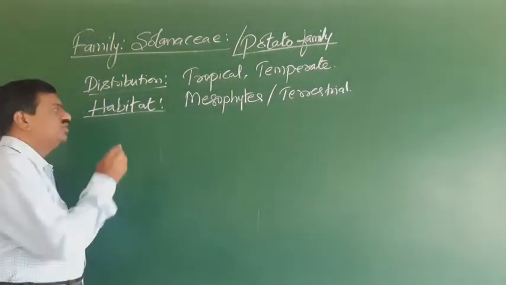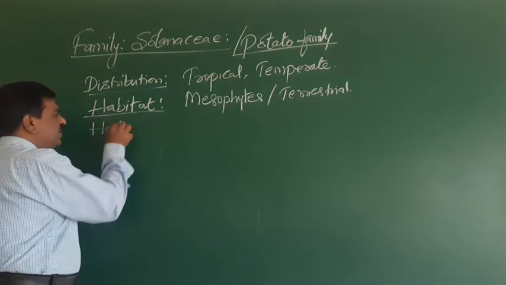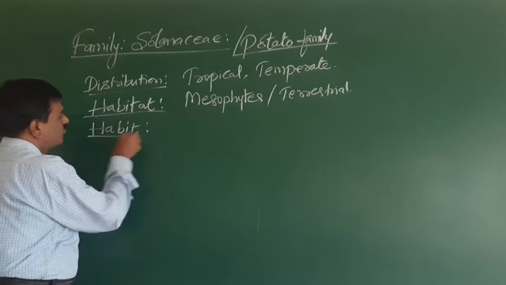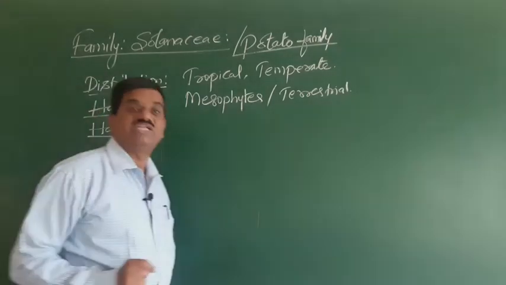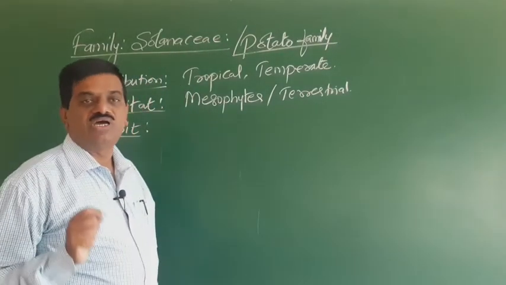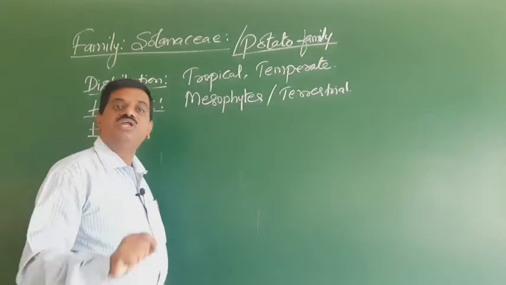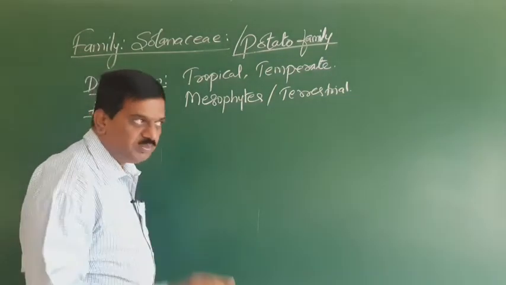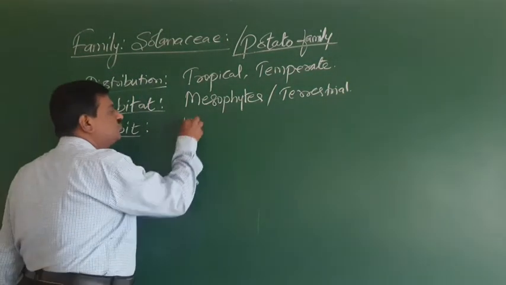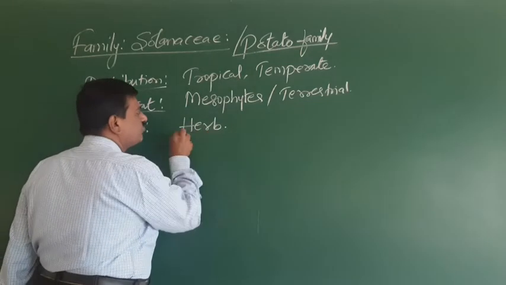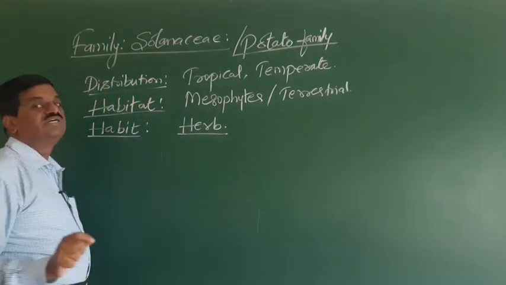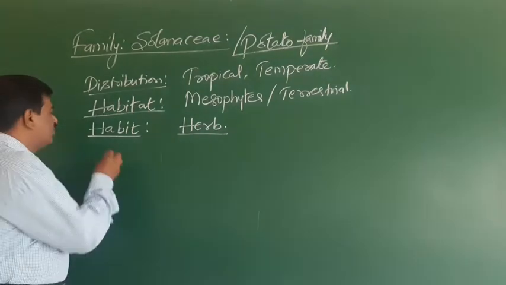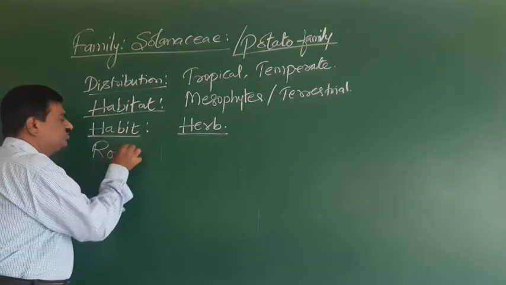So we go for the next one, called habit. Here the word habit indicates whether the plants are herb, shrub or tree, which should be mentioned. The potato plant is very small, so we use the word herb. So this is called herbs. Now we go for the next one, called root.